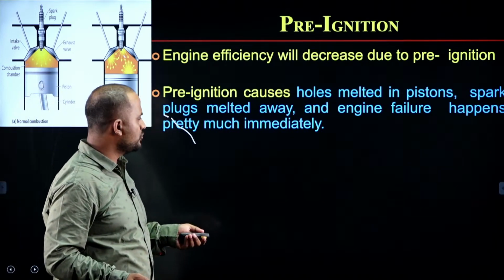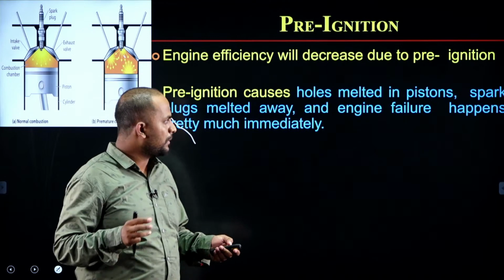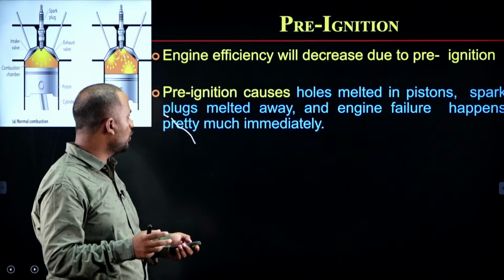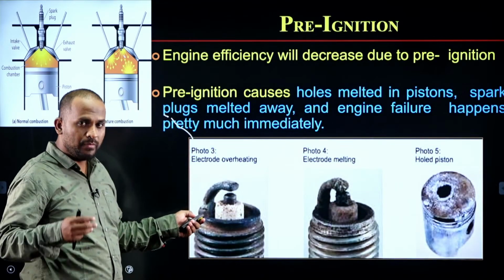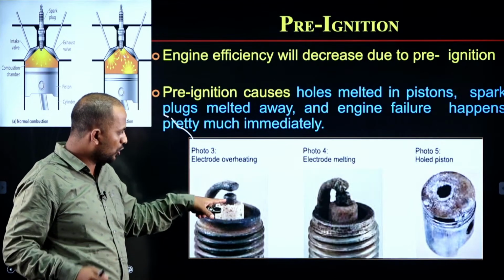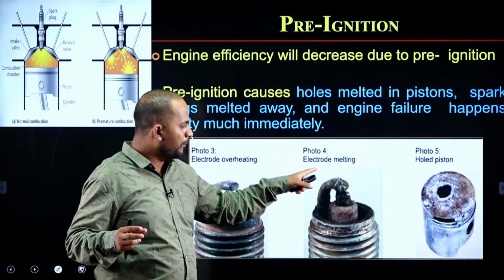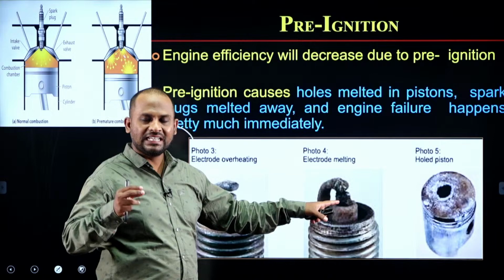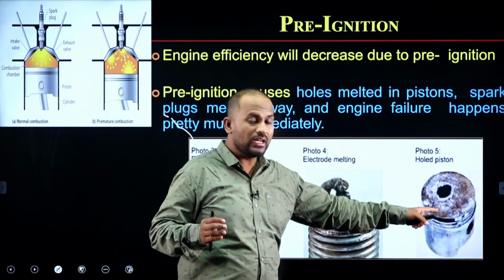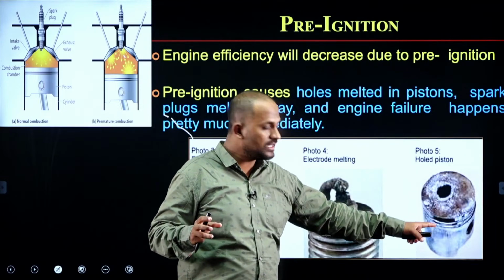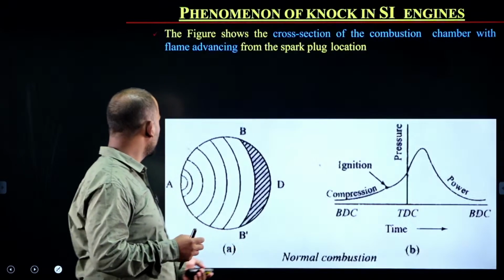It reduces the efficiency of the engine, and it also causes damage to the engine by making holes in the piston and melting the spark plug electrodes. In this picture we can clearly see what happens because of pre-ignition: the electrodes of the spark plug are overheated. After some time the melting of the electrode happens, which decreases the efficiency of the engine, and because it continues like that, it leads to damage of the engine. Here you can see there is a hole in the piston. The pre-ignition leads to damage of the engine.